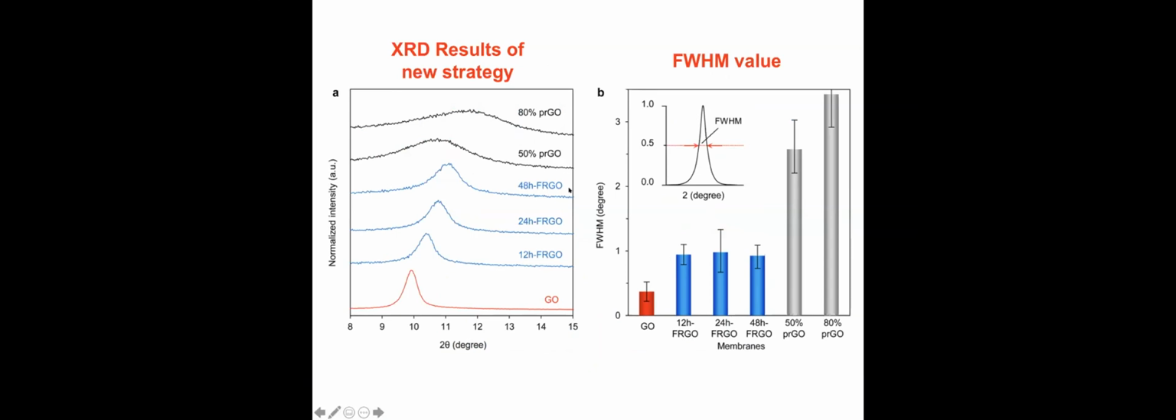So here it shows that the FWHM value of the geomembrane is very small. That means the nanochannel is uniform. Our new membrane is just a little increased, but the proposed work is very large.